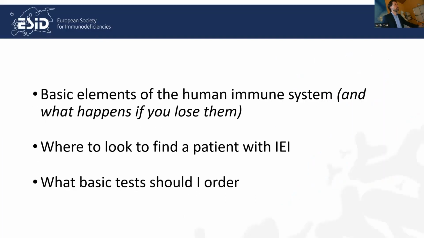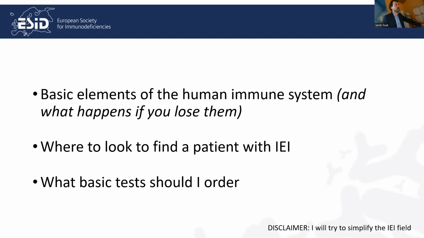So what I would like to do for you as an overview, I would like to go through the basic elements of the human immune system and what happens to the patients when we lose them. Look where to find a patient with inborn errors of immunity, because they are usually hiding. And what basic test should I order? I hope that at the end of this presentation, you will have the answers, at least the basic answers.